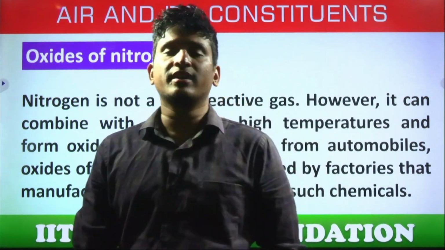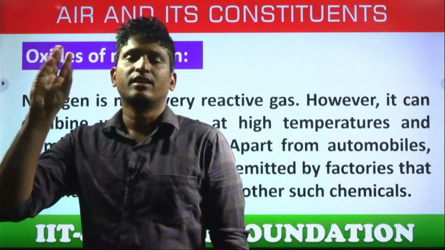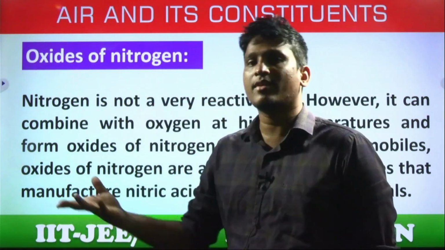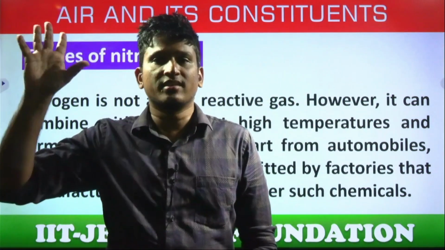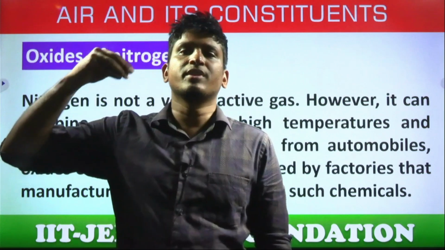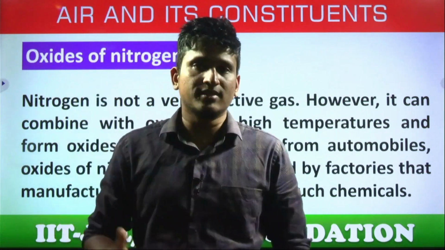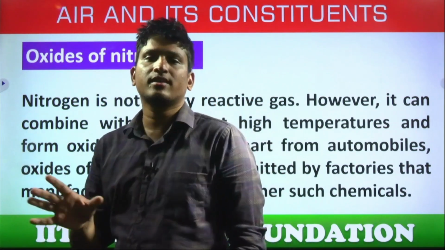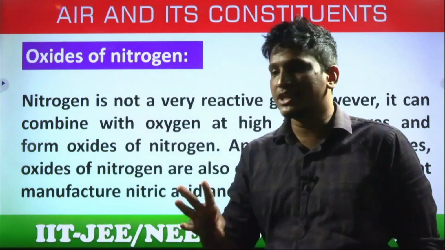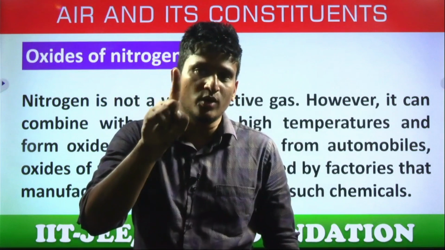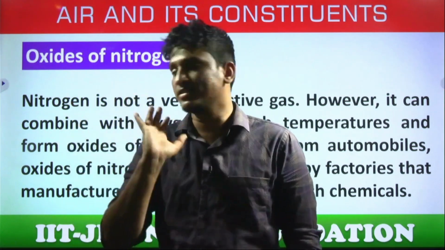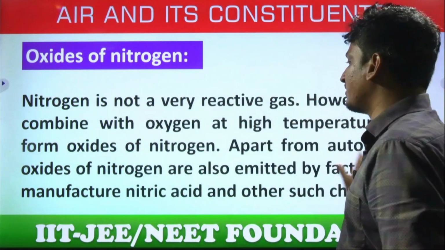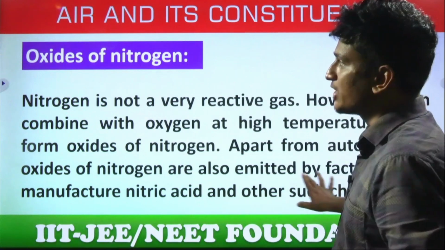What is the formula of nitric acid? HNO3. The factories synthesize nitric acid. Why nitric acid? Many uses are there. Nitric acid is used in the preparation of fertilizers, explosives, and it is used as a reagent in many organic reactions also. So in that kind of factories, we can expect oxides of nitrogen released into the atmosphere, which is a pollutant. That's why we are discussing it here, a toxic gas. So that manufacture nitric acid and such other chemicals also.